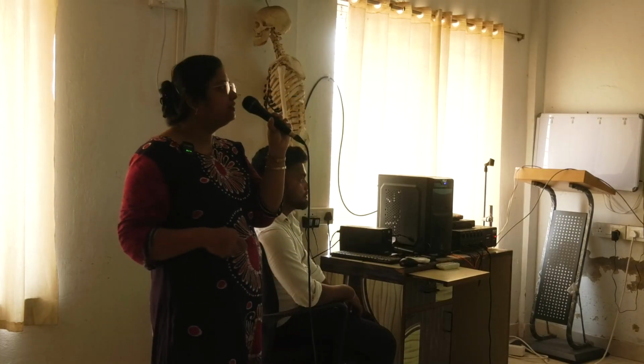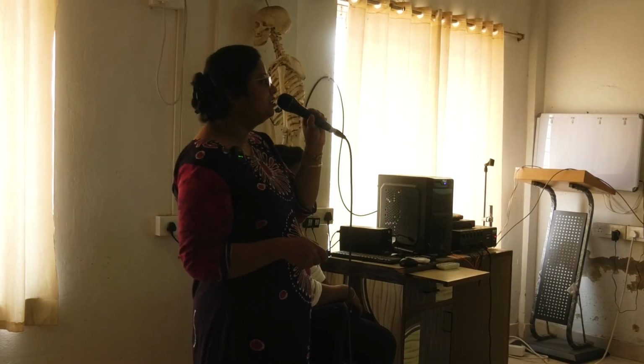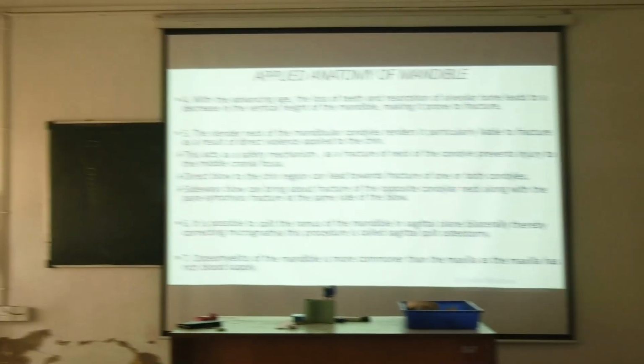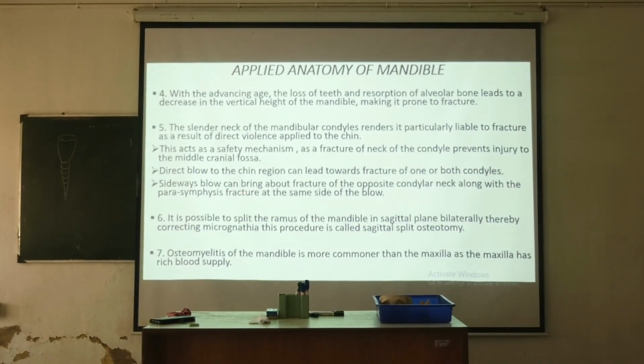And this acts as a safety mechanism, as fracture of the neck of the condyle prevents injury to the middle cranial fossa. Okay, the middle cranial fossa, the brain is lying over there, important areas of the brain. So it prevents injury to the brain and middle cranial fossa. And a direct blow to the chin region can lead to a fracture of one or both condyles.